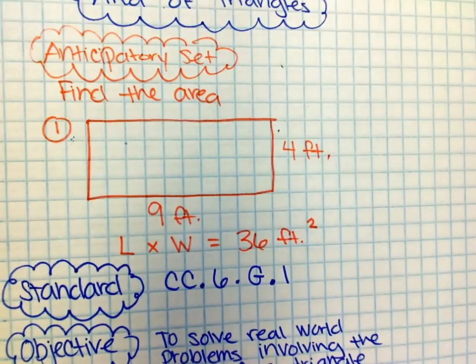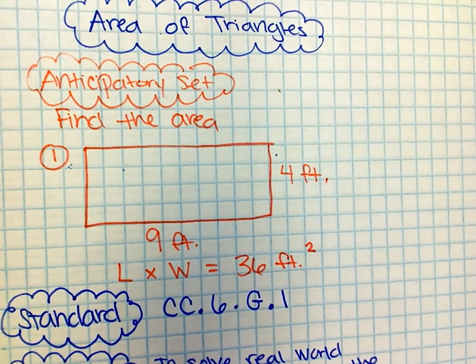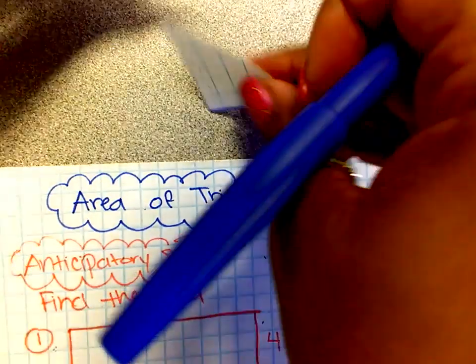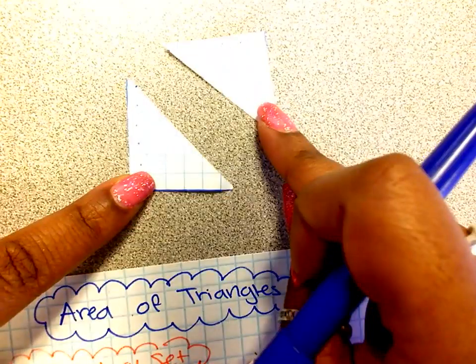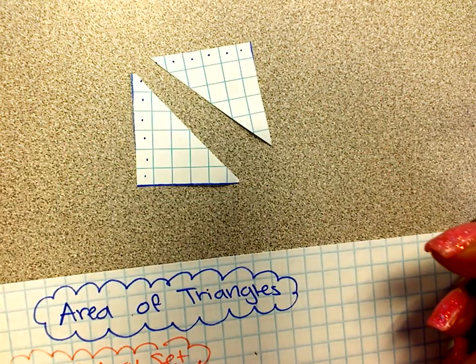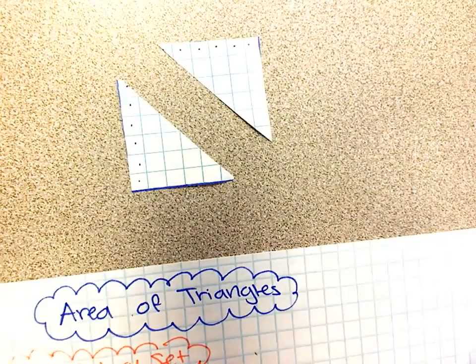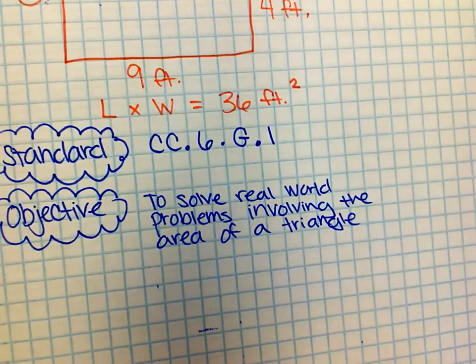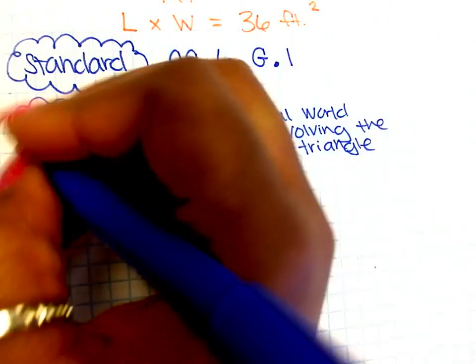All right, so area of triangles, we found the area. We took our parallelogram and cut it in half because that's how we know that the area is base times height divided by 2 to get the area of a triangle. Okay? We wrote the standard. No one's talking. And now we're moving on to the input.